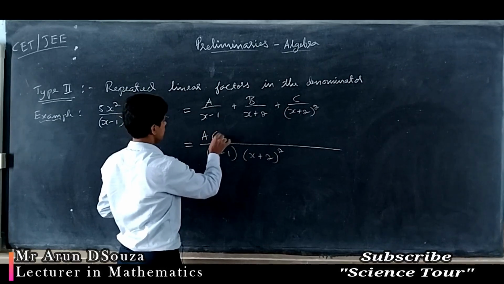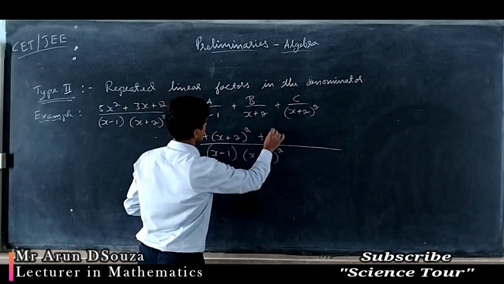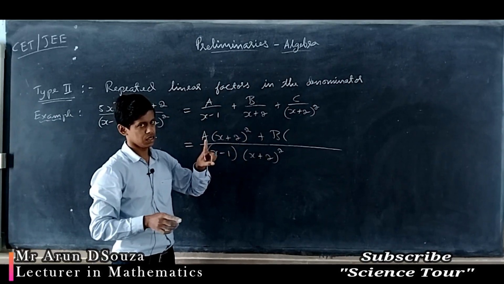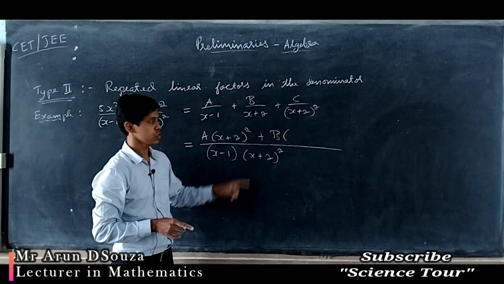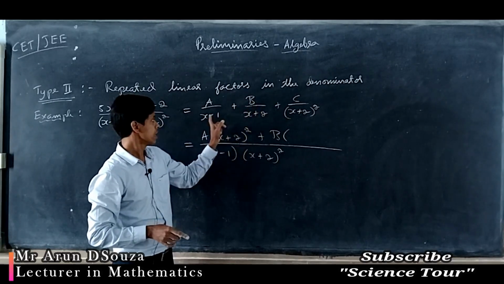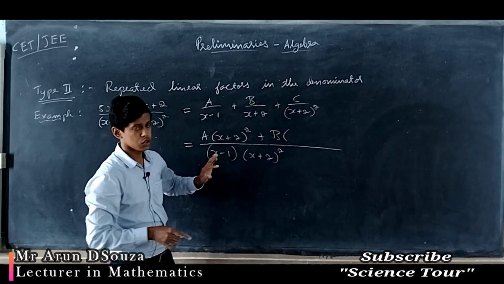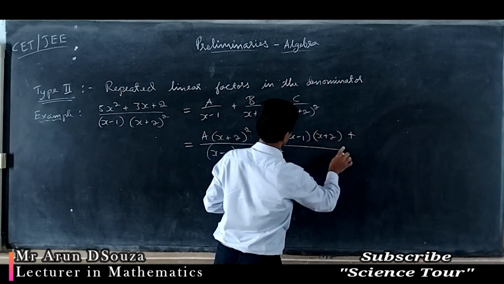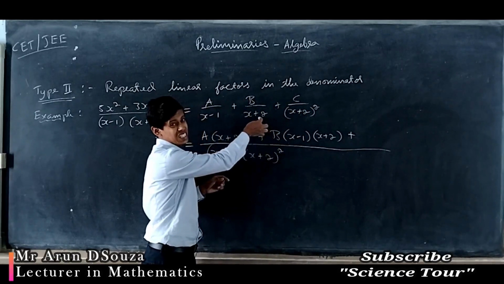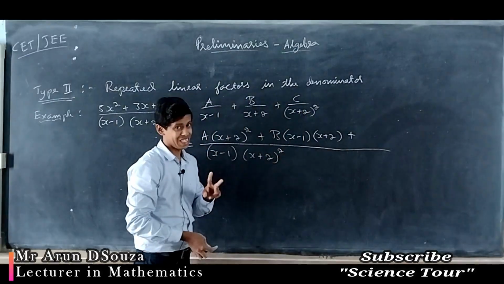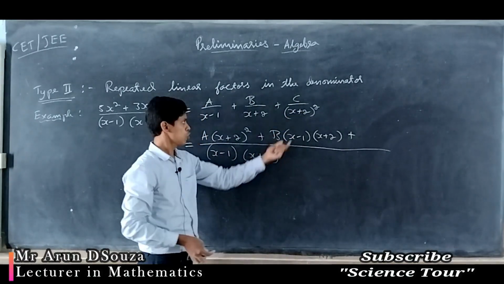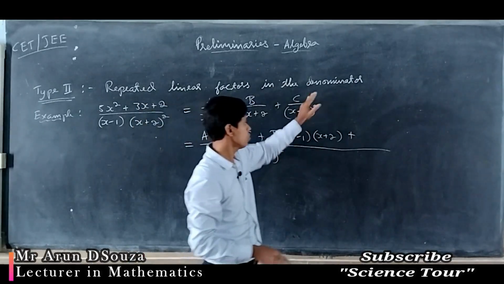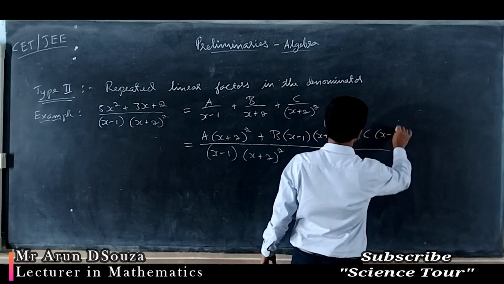So this will be a into x plus 2 whole square, b into, this is important. Now you have x plus 2 once, but you need twice in the denominator, so you must multiply x plus 2, and x minus 1 is also missing, so x minus 1 also you should multiply, and x plus 2 also, because it is there only once, but we need it twice. Fine. Now x plus 2 whole square is already there, so what is missing is x minus 1, so multiply c into x minus 1.